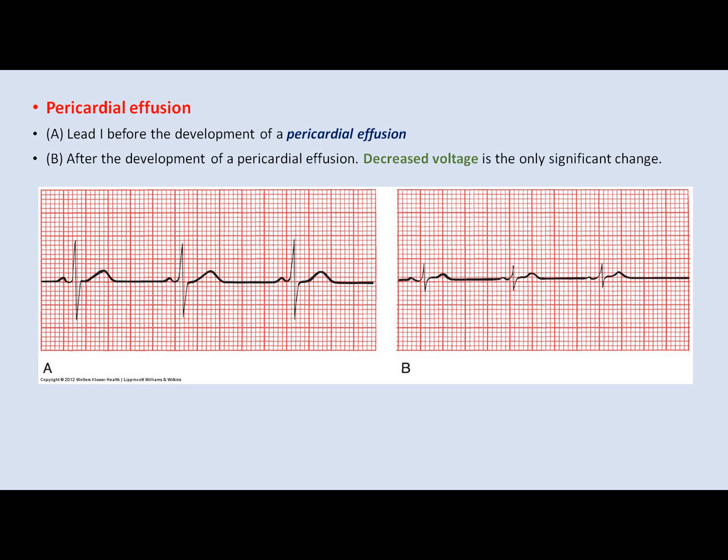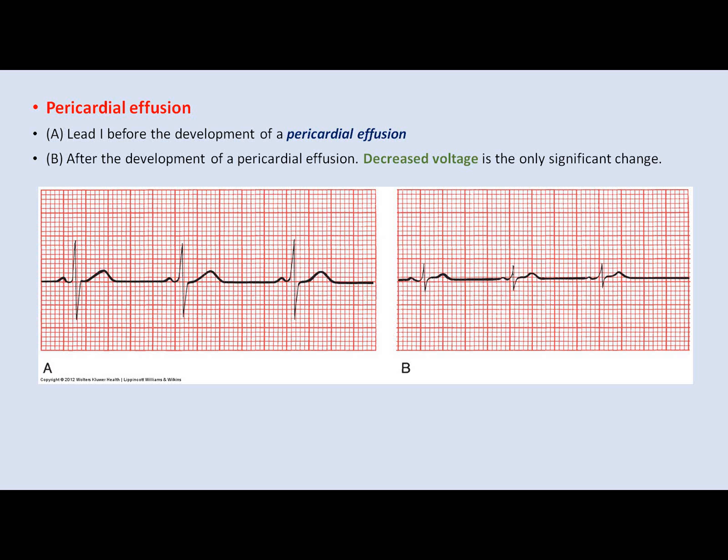Pericardial effusion. Now, when the fluid builds up in the sac, here's a normal ECG before this patient had pericardial effusion. And this is after pericardial effusion. What has happened? The QRS is smaller. This is called decreased voltage. See how normal QRS, and here how small.